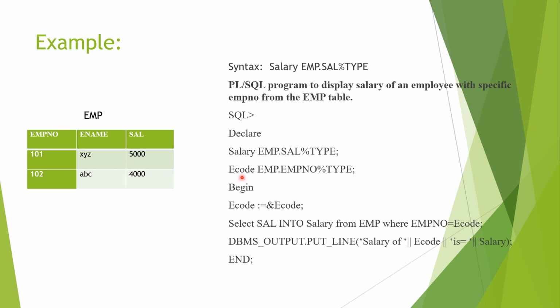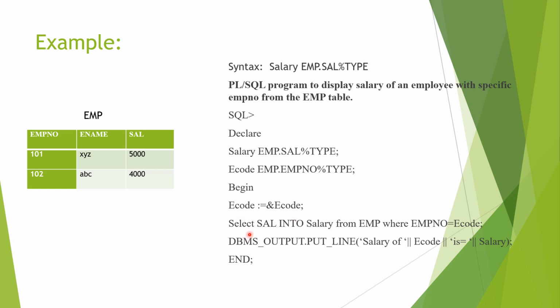Now we are taking another variable, that is ecode, which is used to represent the employee number basically. So again we are using the same syntax. Ecode is the variable name, this is your table name, dot operator, and empno is used for the employee number, %TYPE. Okay, now in begin, this is the normal concept of how we take input from the user. So we are using a simple assignment operator, then ampersand reference variable name, that means the employee number will be entered by the user to fetch the salary basically.